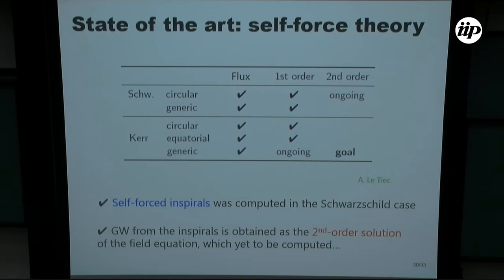So this is almost the last slide of my talk. Let me summarize what we can do in the self-force theory. This table describes the background spacetime, Schwarzschild and Kerr, and circular, equatorial or generic, meaning how the background orbit is described. Equatorial means an eccentric orbit in the equatorial plane, and generic means eccentric and inclined motion. And what we can do in the self-force theory is the following.